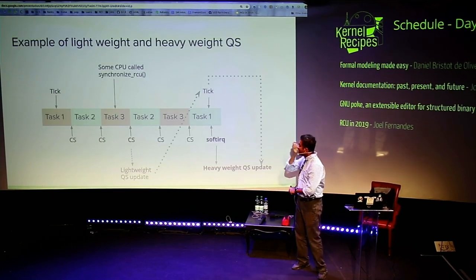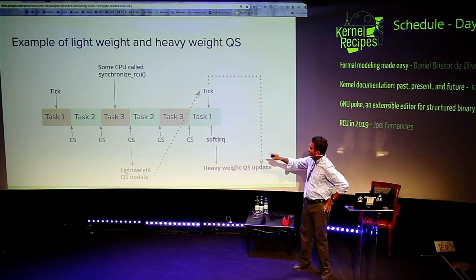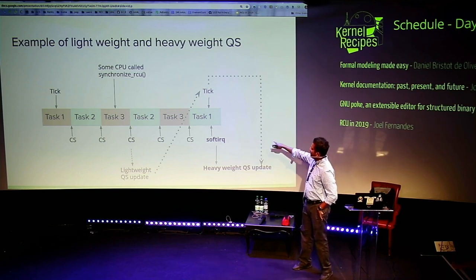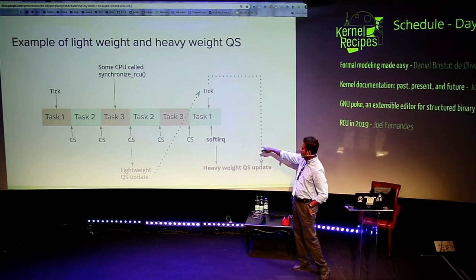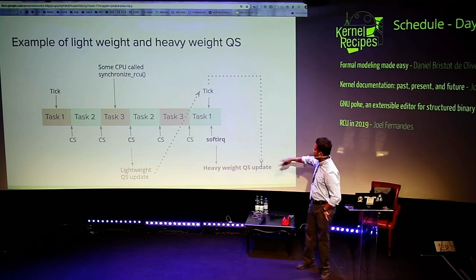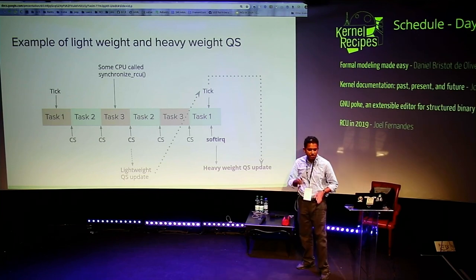So in this example here, you have a CPU with three tasks context switching continuously, and lightweight quiescent states happen on every context switch between different tasks. The heavyweight one happens only on the soft IRQ. So the lightweight one may happen a lot of the time, but the heavyweight one will happen rarely. That's the difference between light and heavy.